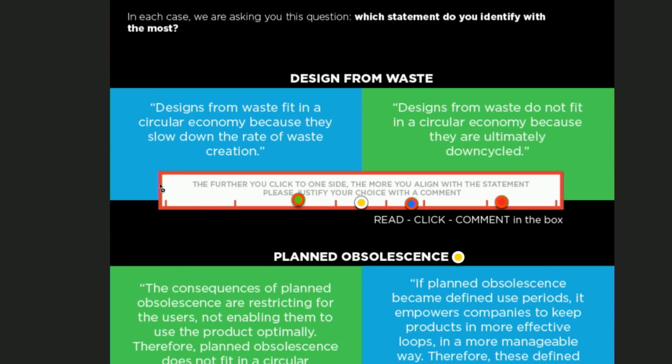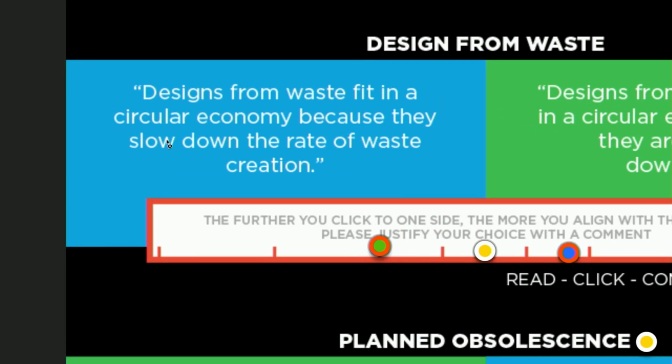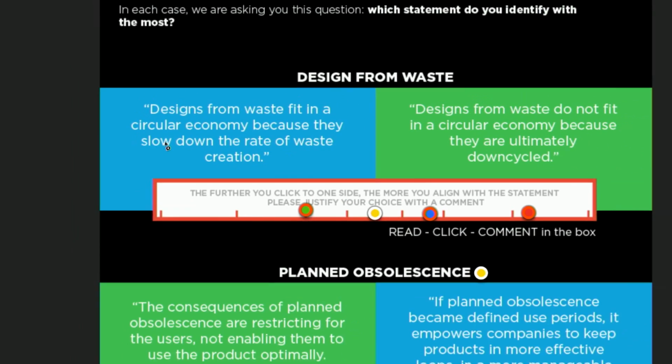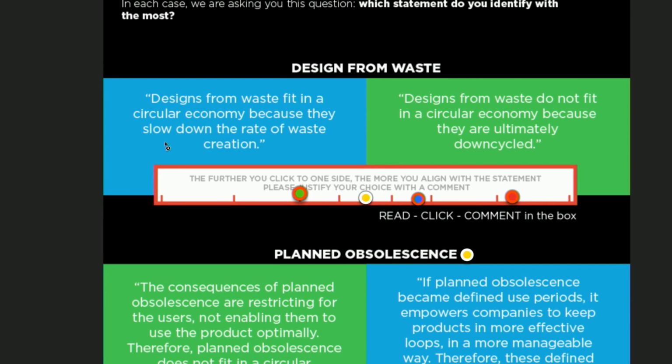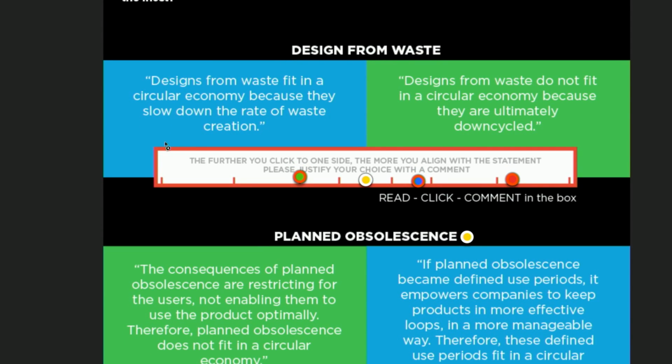So shall we just start with Statement 1? Statement 1, designs from waste. So there's two statements. Number 1 says, designs from waste fit in a circular economy because they slow down the rate of waste creation. And then on the other side of the spectrum, it says designs from waste. Can you just zoom out a little? Oh, sorry. Designs from waste do not fit in a circular economy because they are ultimately downcycled. So there you go, two provocative statements.